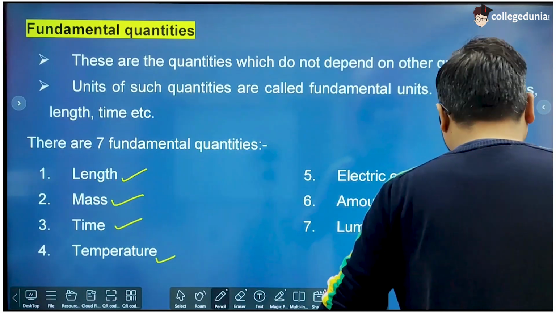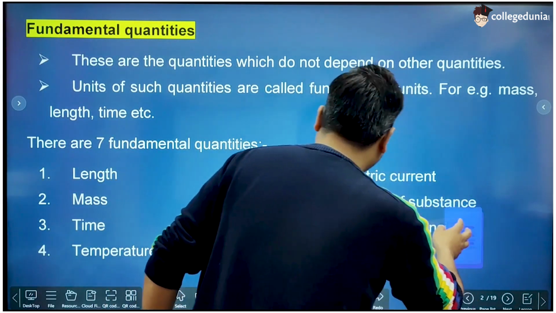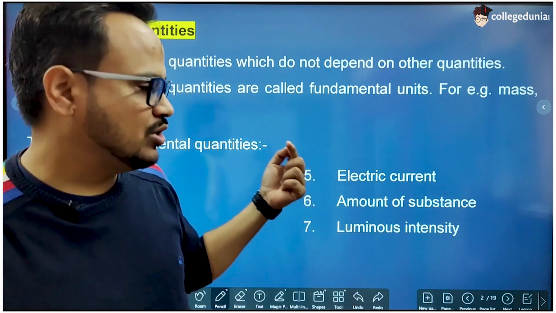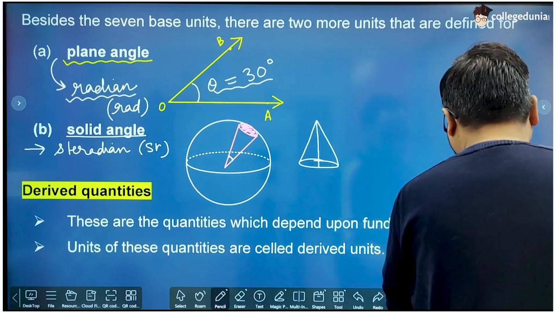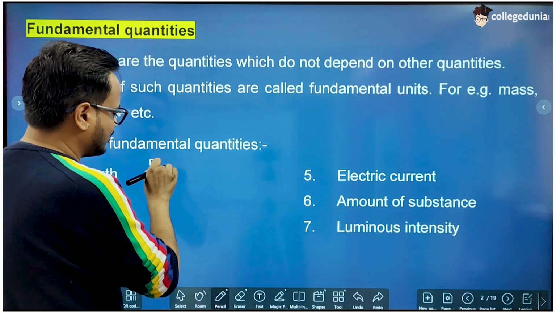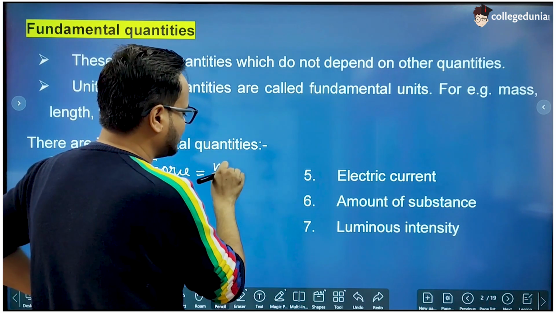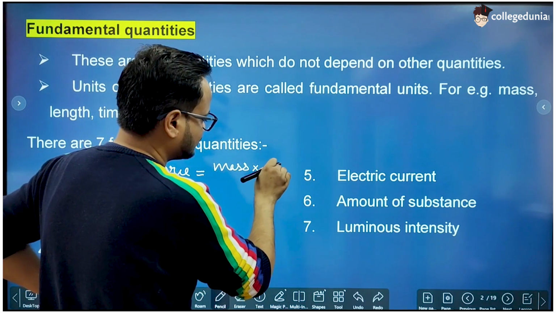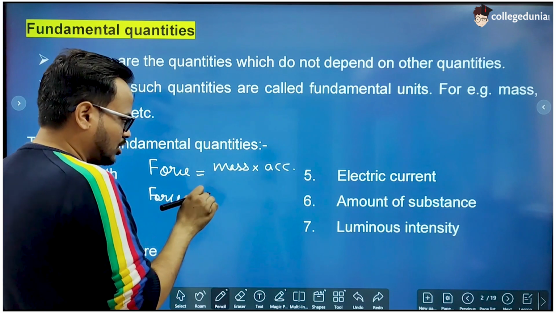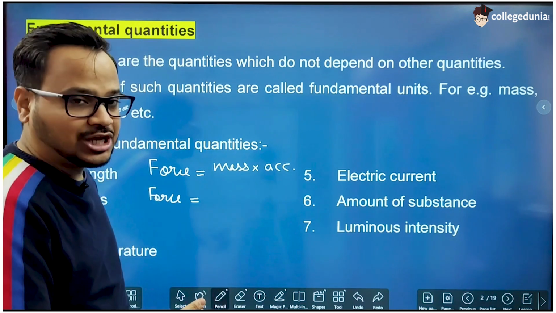Let's come back to fundamental quantities. So I'll give you some examples that will give you a good idea why we are calling these quantities as fundamental quantities. If you take any other quantity apart from these seven, and suppose we take force, and you keep on expanding the terms which are appearing in the formula of force. For example, force is mass into acceleration. Mass cannot be expanded further because it is a fundamental quantity, but acceleration can be expanded further.